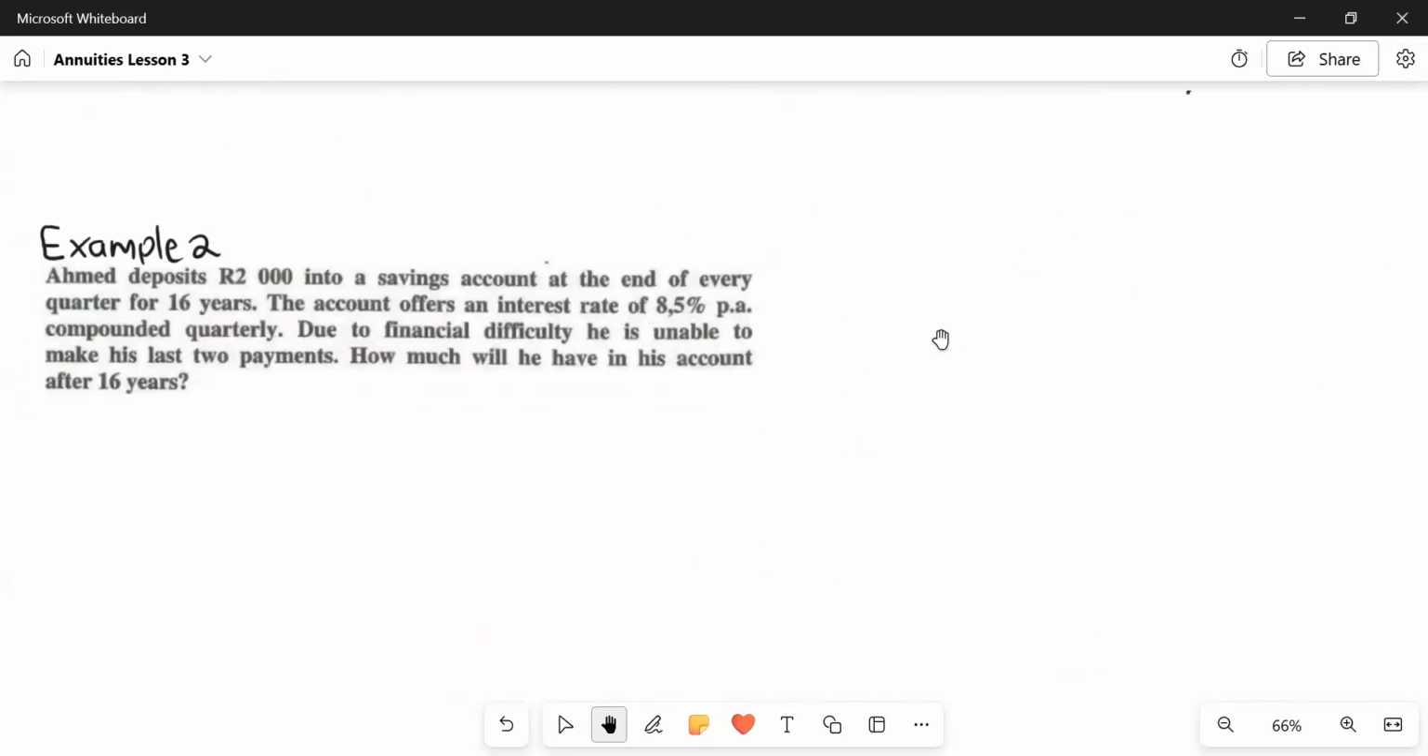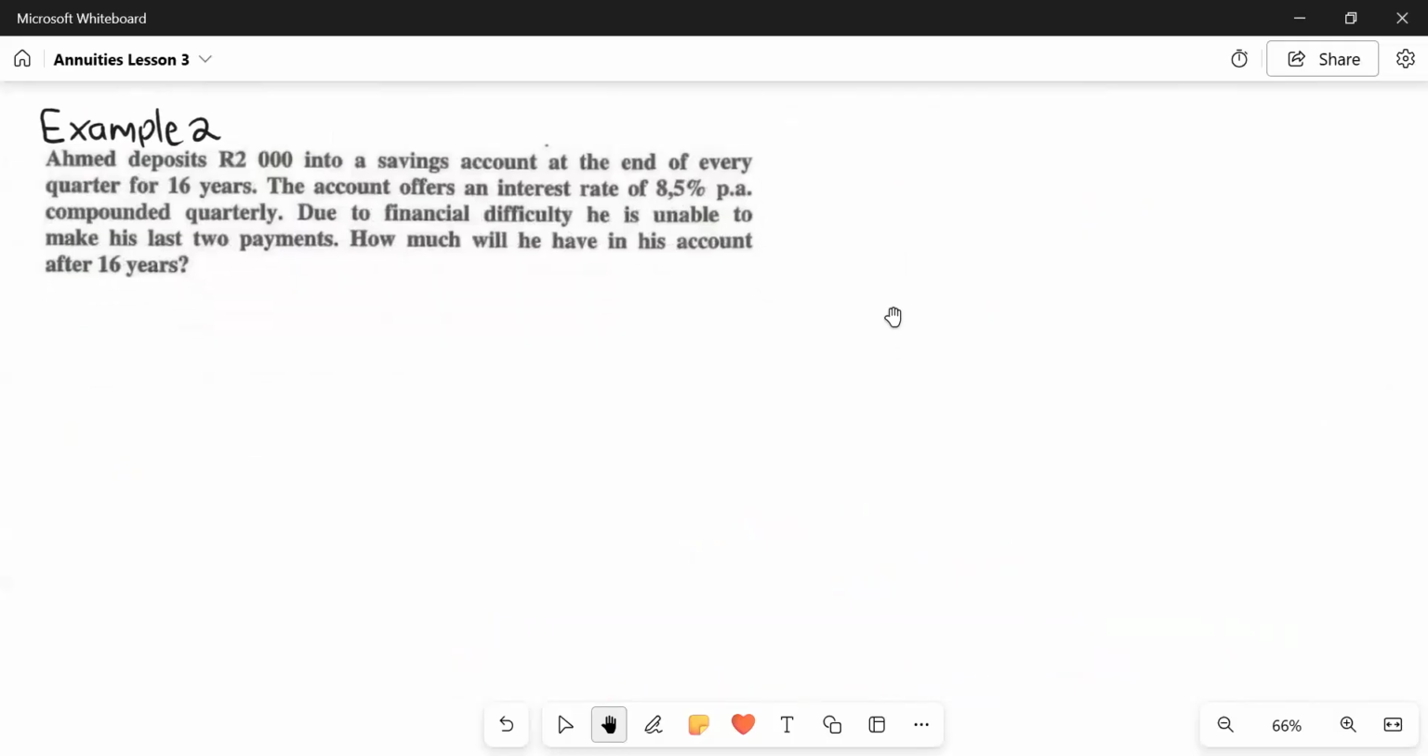I hope we understand that part. Now let's move to example 2. Example 2, they're saying Ahmed deposits 2,000 into a savings account at the end of every quarter for 16 years. The account offers an interest rate of 8.5% per annum compounded quarterly. Due to financial difficulty, he is unable to make his last 2 payments. How much will he have in his account after 16 years?